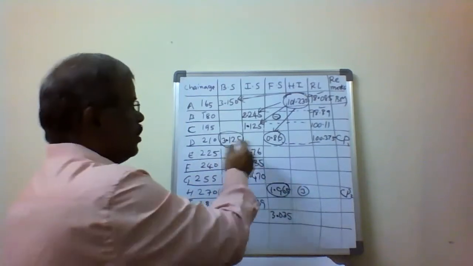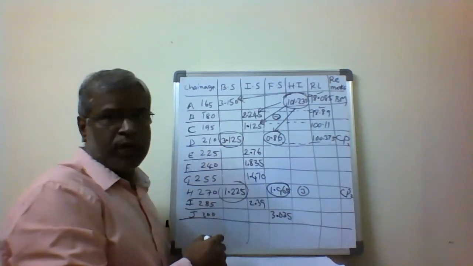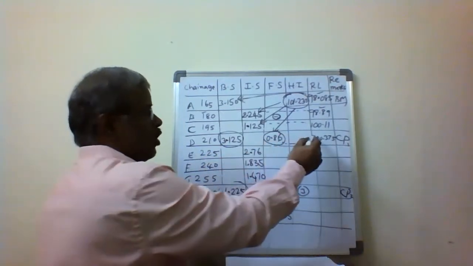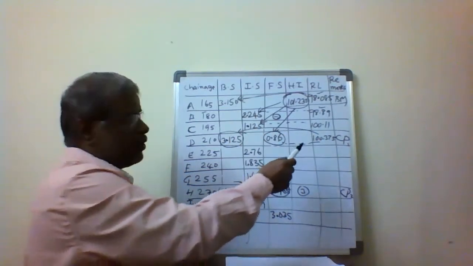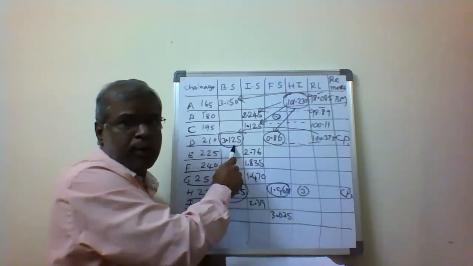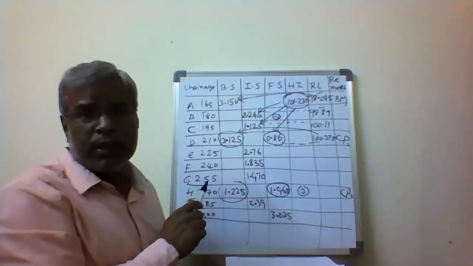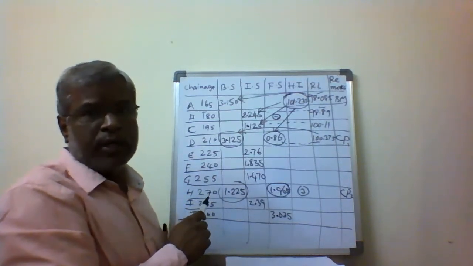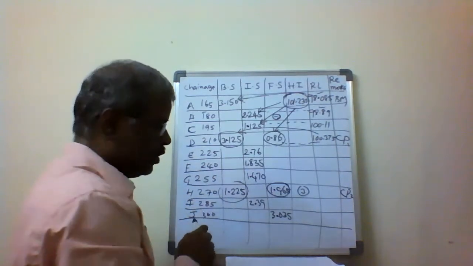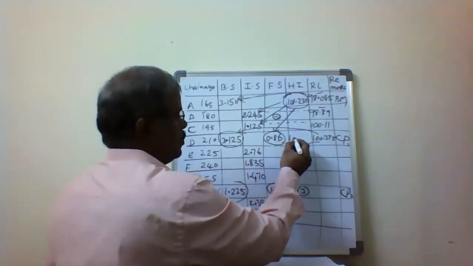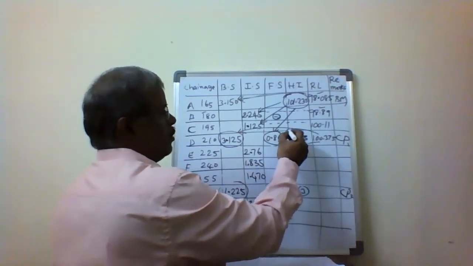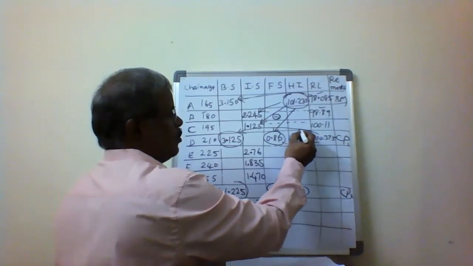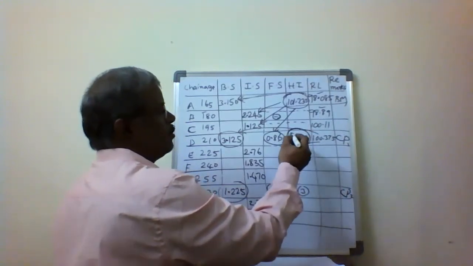100.375. Then the instrument is going to be shifted. That's why we are able to get one more height of the instrument. So 100.375 plus 3.125. We are able to get the height of instrument 2, that is 103.5. This is the second height of the instrument.